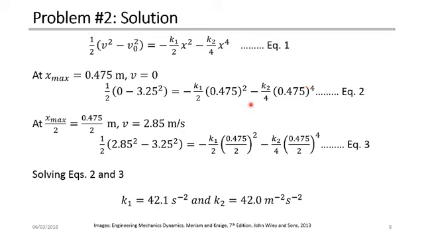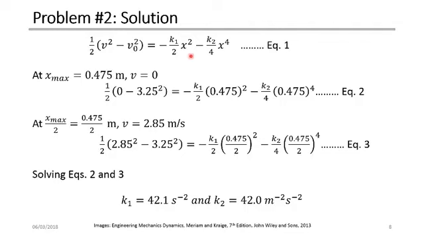You see here that this equation, we have two unknowns. We have k1 and k2. So we still need one more equation. So if this is our equation number 2, we still need one more equation to solve for k1 and k2. The second condition was that at the mid maximum displacement, which is x max divided by 2, at this displacement in meters, the velocity of the car was given as 2.85 meter per second.